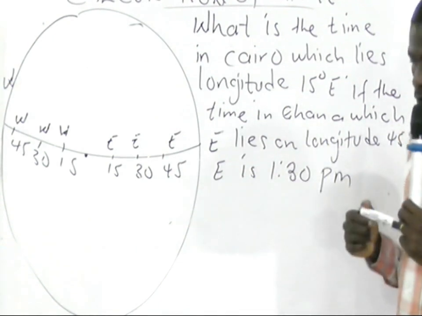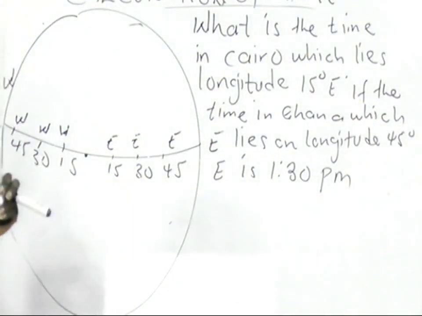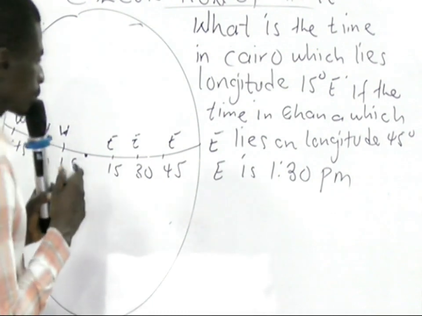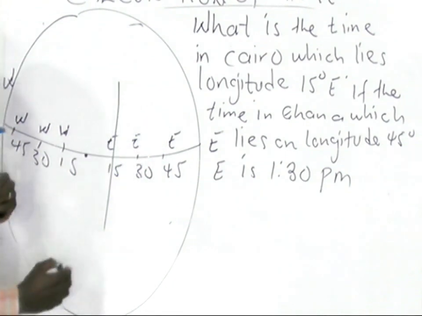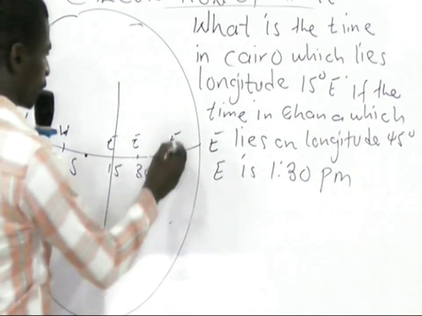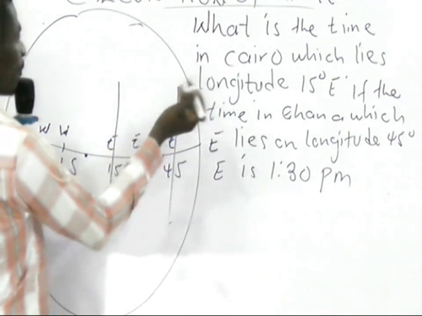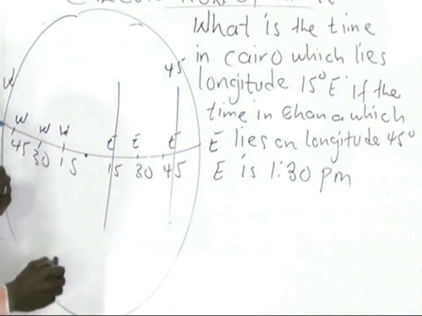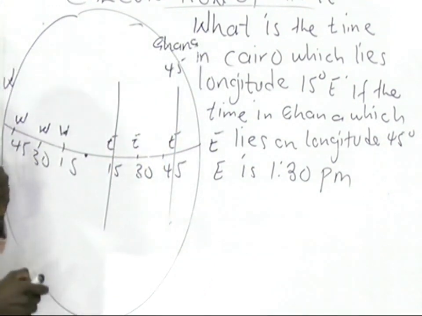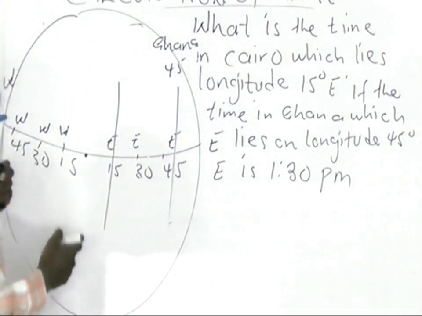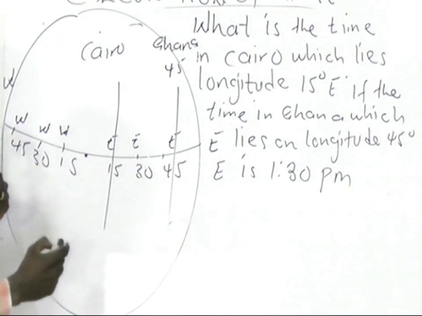And so first of all, you have to draw the problem. So we have, if you pick from here, this is 15. And this is 45. And we are saying that Ghana is lying on 45 east. And then we have Egypt, Cairo, lying on 15. And so that is what we have.